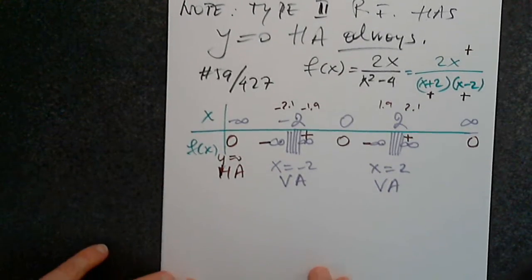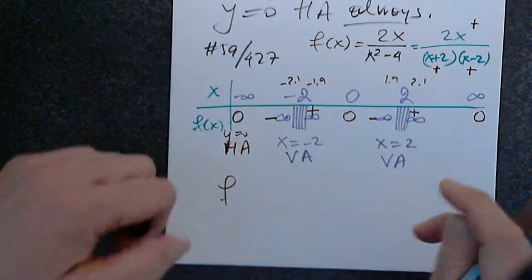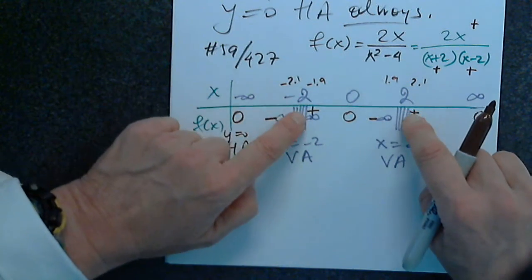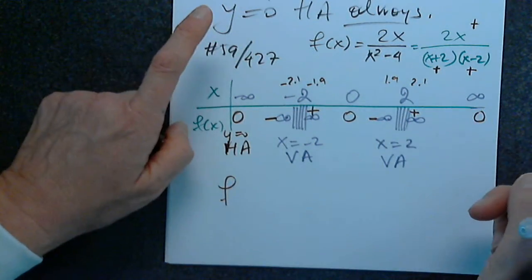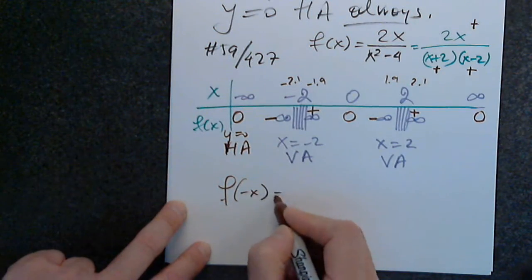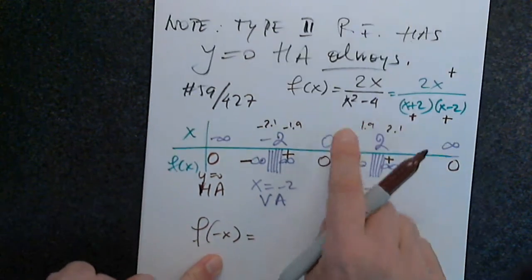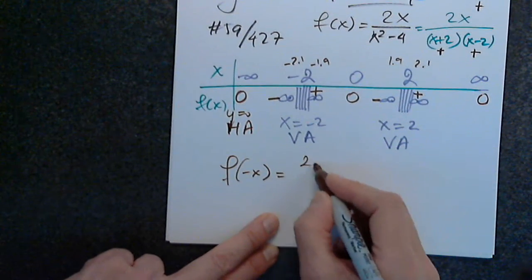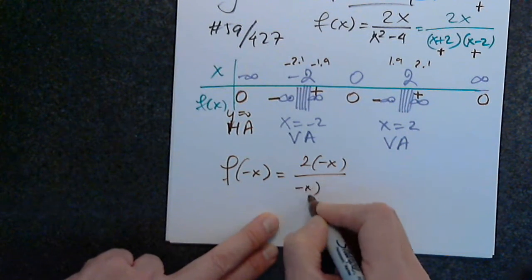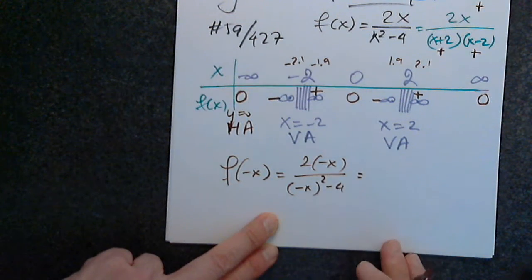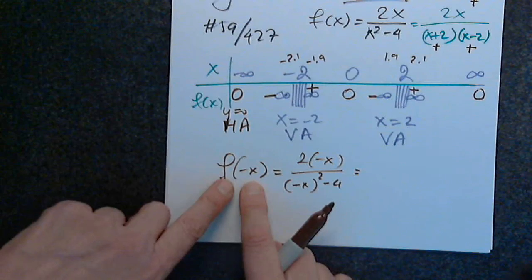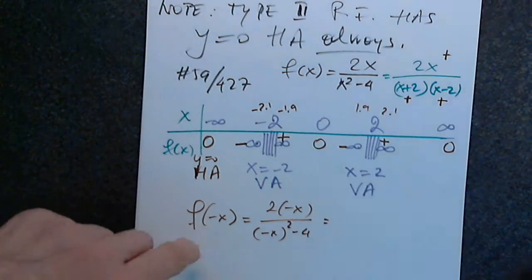Well, it happens that this function is symmetric. Because I will always check when I see two vertical asymptotes that are symmetric, negative 2 on one side, positive 2 on the other. F of negative x, the denominator and the numerator, I have to plug in negative x. 2 negative x, negative x squared minus 4. I have to determine symmetry. I plug in negative x in the function.